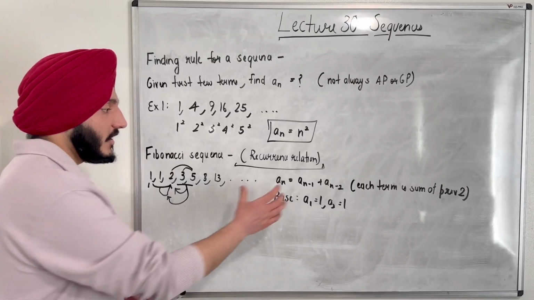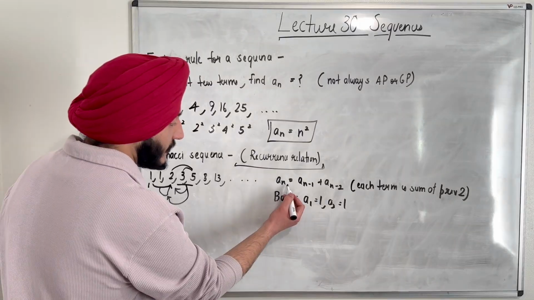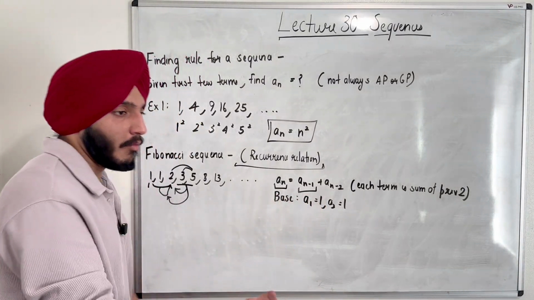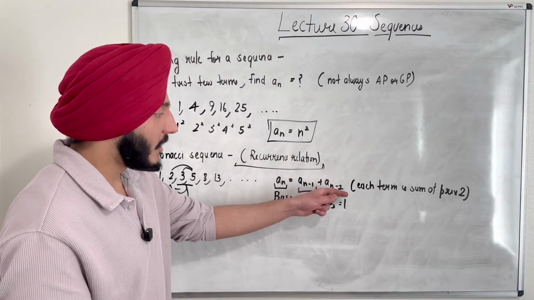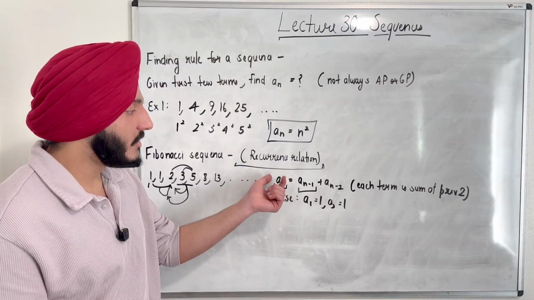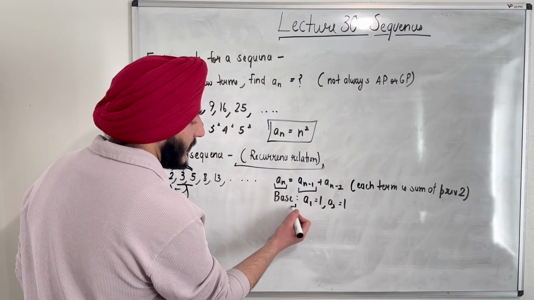So if you look at the sequence, this is the general formula for the Fibonacci sequence. For a certain value, a_n is going to be equal to a_(n-1), one previous value, plus the value before that. So the previous two values added together give the next term in this case, right? Okay. Now in this case, we also have the base, right?